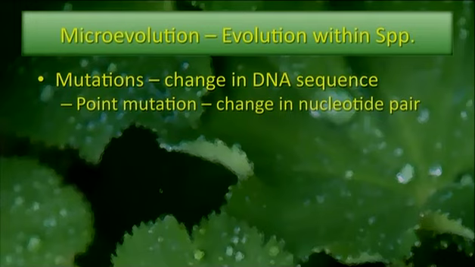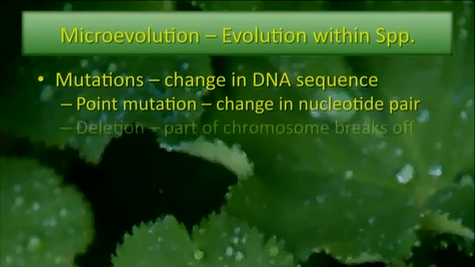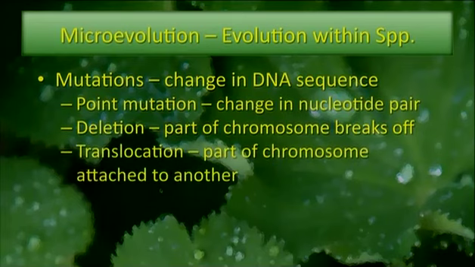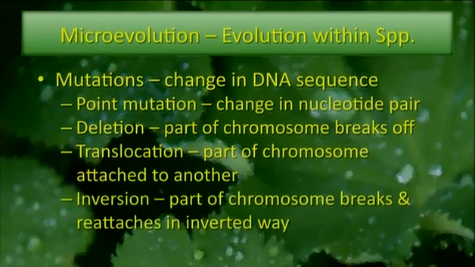Or it could code for more or less protein, depending on what kind of gene is affected, whether a regulatory gene or just a gene that codes for a protein. We have deletions, where a part of a chromosome breaks off and is lost. That's another mutation. We talked before about translocation, where a part of a chromosome breaks off and is attached to another chromosome. And we also talked about inversions, where part of a chromosome breaks and reattaches onto the same chromosome in an inverted way.